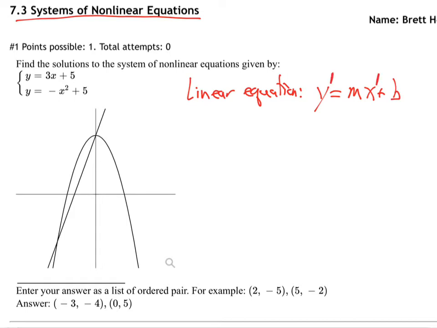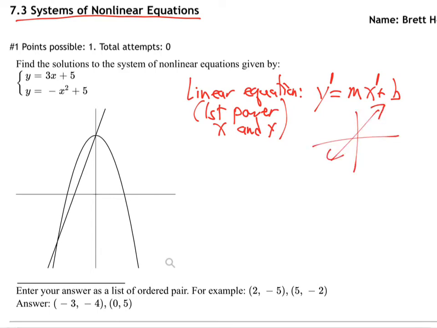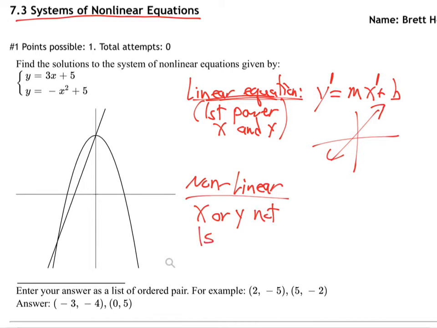X and y are both first power. So both x and y are first power, and that means the graph is a straight line. That's what we call a linear equation. So a nonlinear equation has x or y not first power.